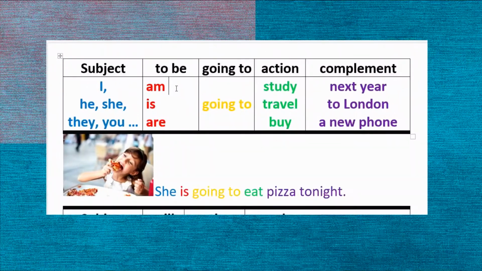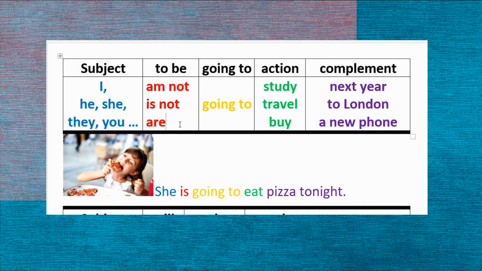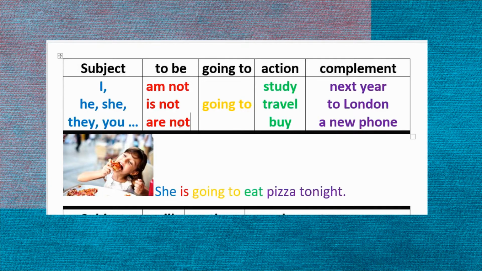Now, for the negatives, I'm just going to use not after the verb to be. So, I am not going to study next year. She is not going to travel to London. They are not going to buy a new phone.